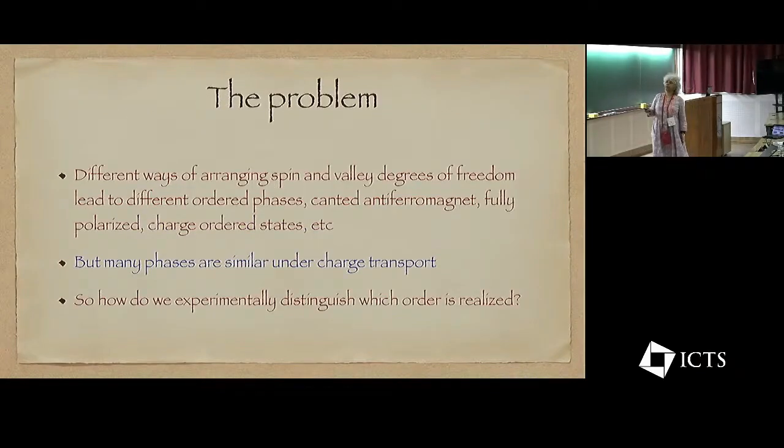The problem is that there are different ways of arranging the spin and valley degrees of freedom, and they can lead to different ordered phases, such as canted antiferromagnet, polarized, and charge ordered. But for many of these phases, if you do charge transport, you'll get the same results. So we wanted to see how to experimentally distinguish which order is realized.